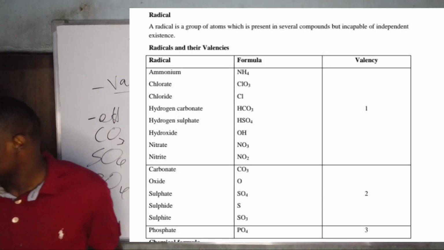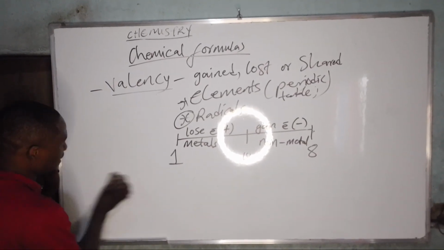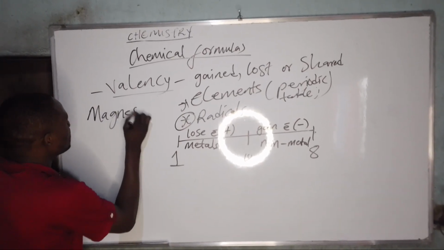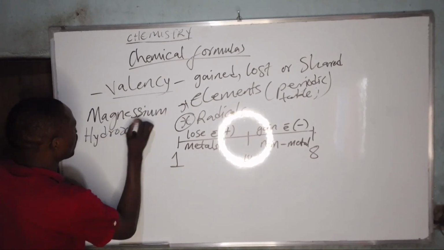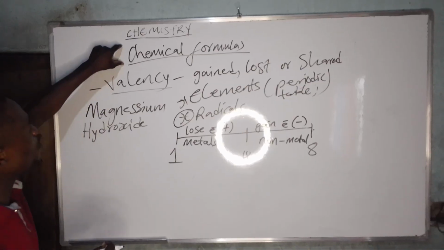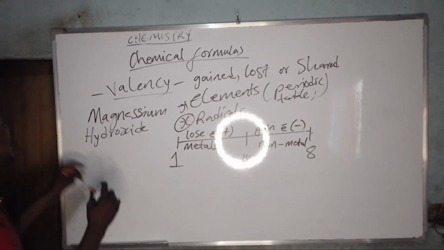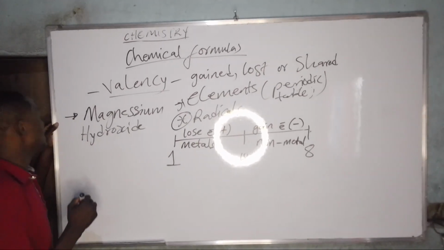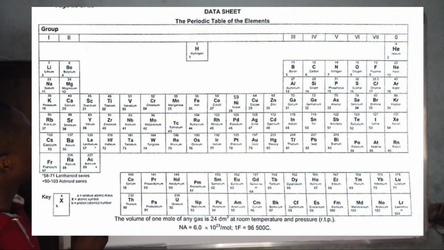We move on. Now, let's say we are given a word like magnesium hydroxide. Magnesium hydroxide. Now, they want us to write the chemical formula for magnesium hydroxide. The first thing that we are going to do is, let's check the group number in which this magnesium is found. Then we go to the radical hydroxide. Magnesium is found in group 2, which means it has a valence of 2.